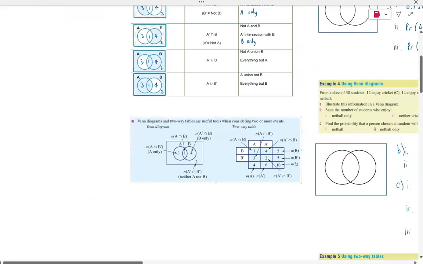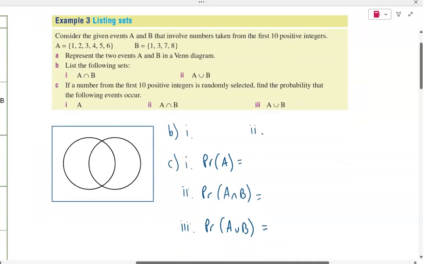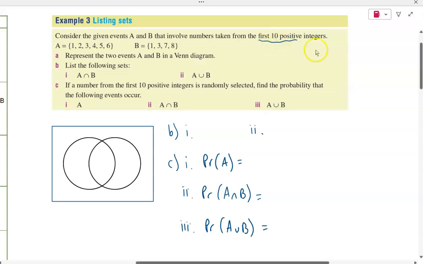So let's look at some examples, starting with listing sets. This is a less common type of question, but it's still important to understand. It says, consider the events A and B that involve numbers taken from the first 10 positive integers. So the list for set A is 1, 2, 3, 4, 5, 6. And the list for set B is 1, 3, 7, and 8.